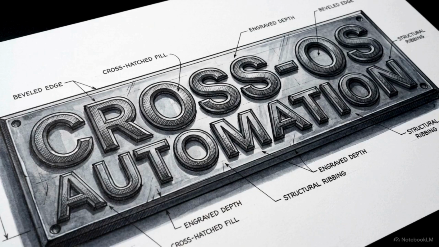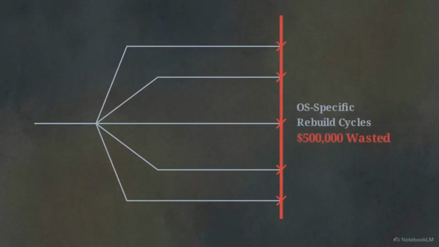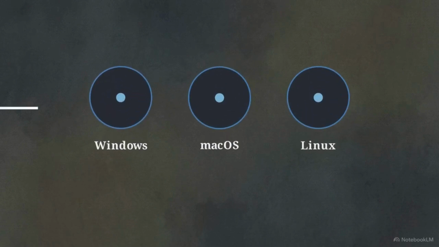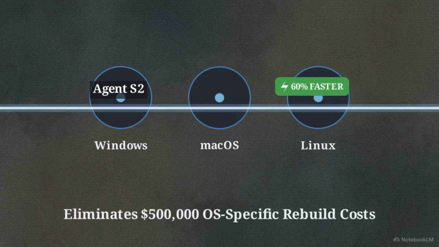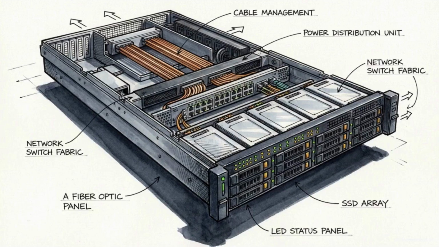The third step involves deploying Agent S2 for cross-OS automation. Agent S2 operates 60% faster than standard agents because it automates tasks across Windows, macOS, and Linux without requiring any retraining. By removing the need for OS-specific rebuild cycles, Agent S2 eliminates the primary driver of the $500,000 pilot failure cost. These data-verified steps resolve execution bottlenecks by focusing on intelligent resource allocation.